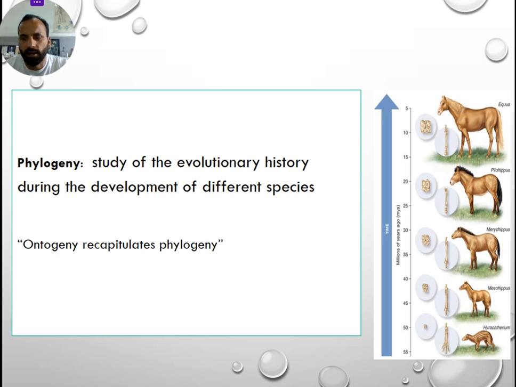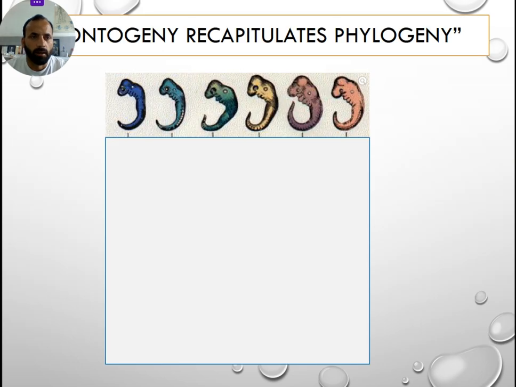If you look on the right side, you have the evolutionary history of the modern Equus, the horse, which has come from very long back. This is basically phylogeny. So, for ontogeny and phylogeny, if you look at this picture, which I have partly masked here, these are the initial stages of the development of almost six species. But on this basis, we cannot differentiate them.